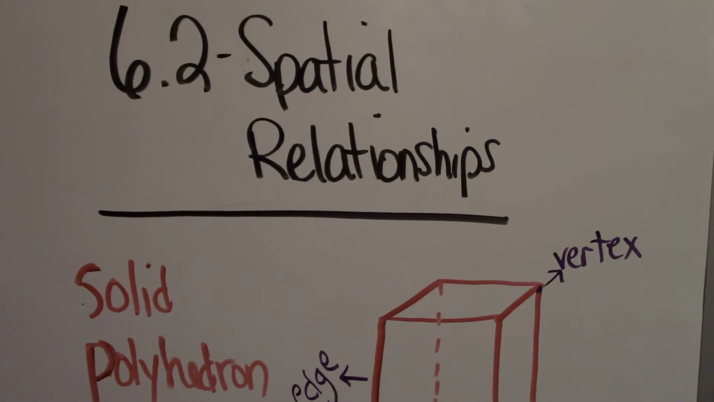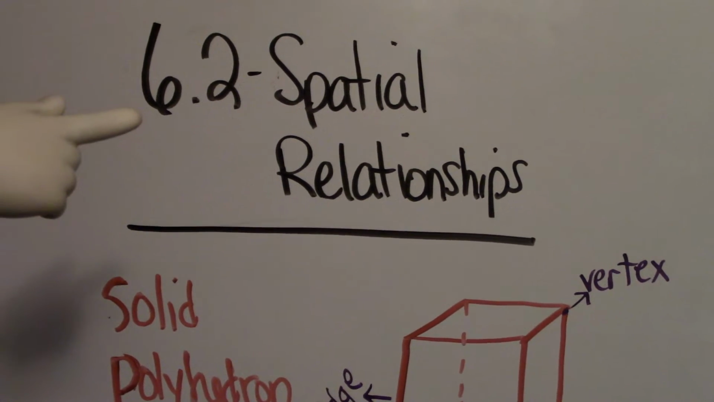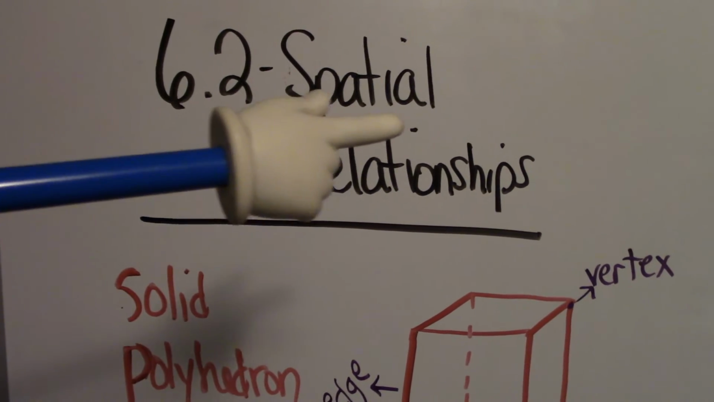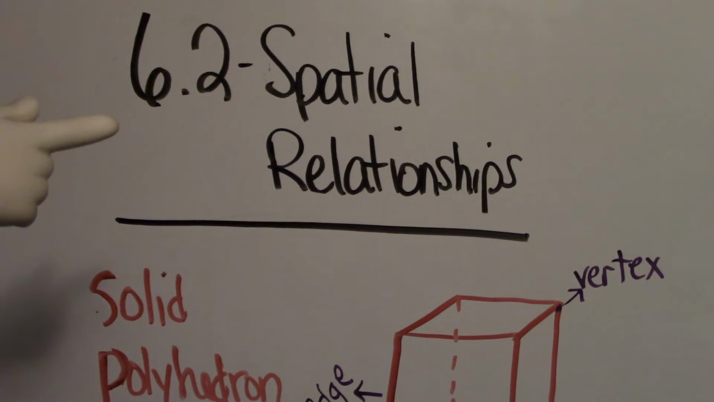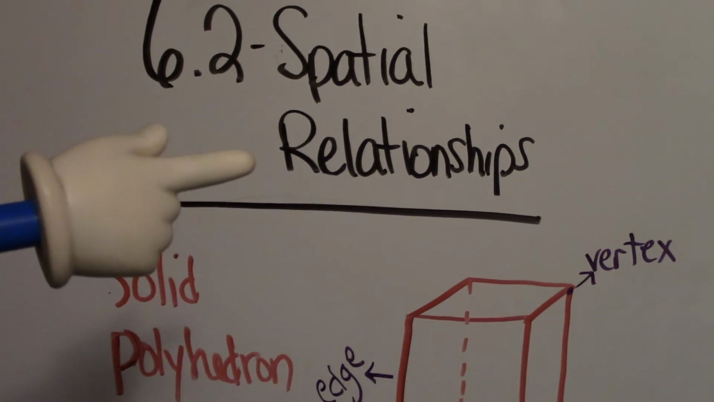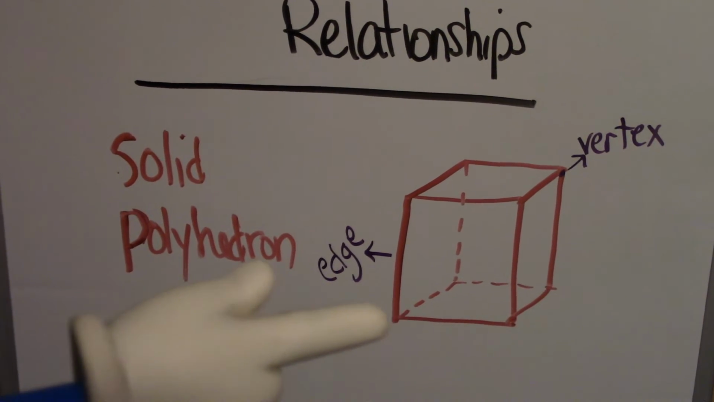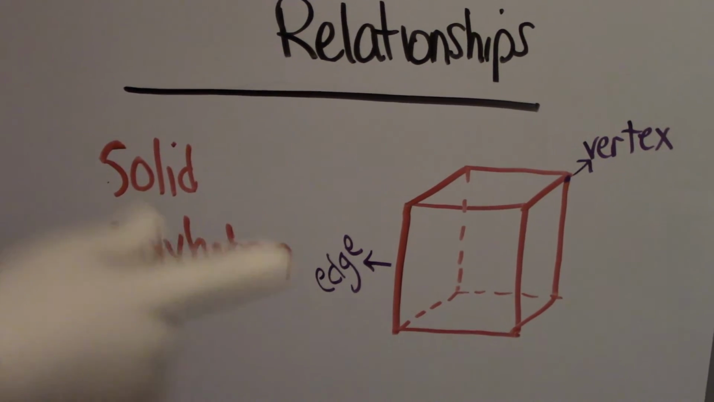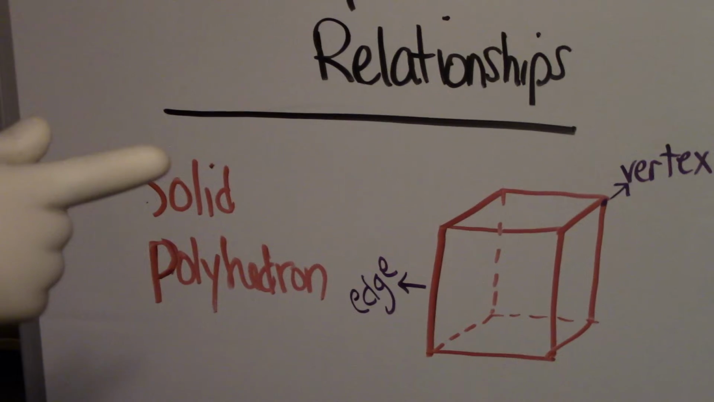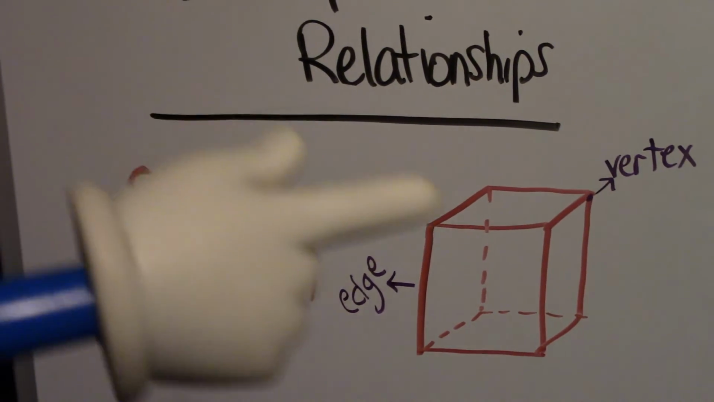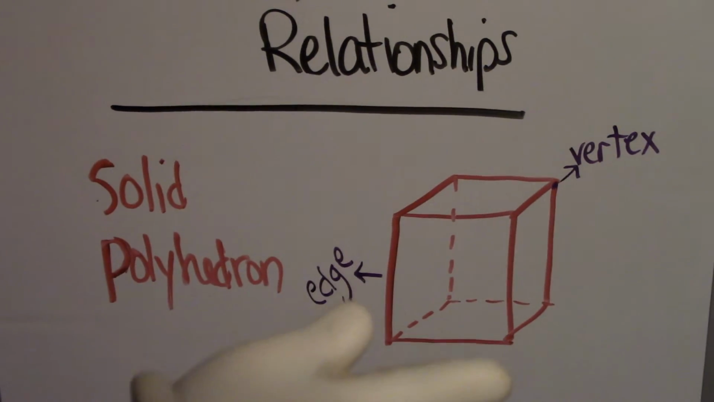So we're picking up with Chapter 6, and we're going to do 6.2. Yes, I have a little hand pointer. 6.2 spatial relationships. So we're continuing to look at our three-dimensional objects. We had you trying to draw some of those. Just know that a solid is any closed spatial figure.